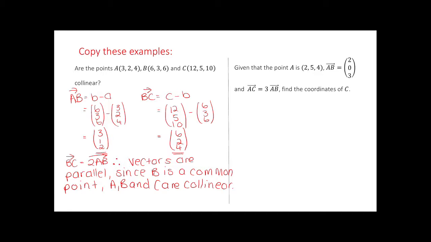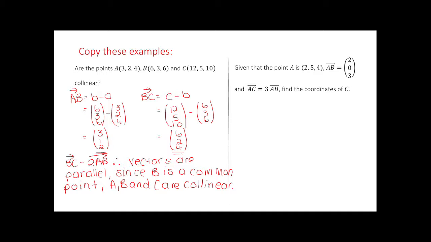However, this time we're given a little bit more information about our component vectors. So we know the point A, we know the components of A to B, and we're being told that A to C is 3 times A to B. And they want us to find C. So this time we're actually working backwards to find one of the points. Okay, so instead of being given the 3 points, we're now finding one of the 3 points.